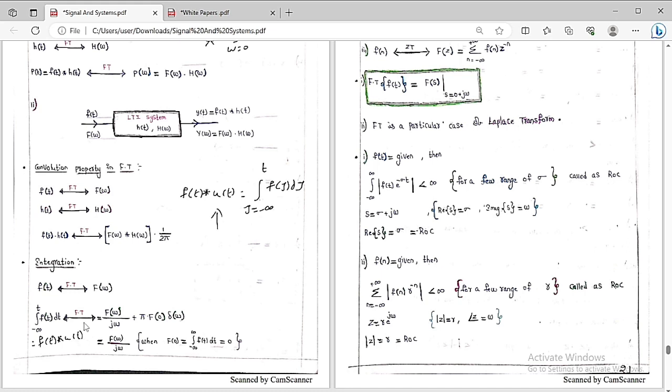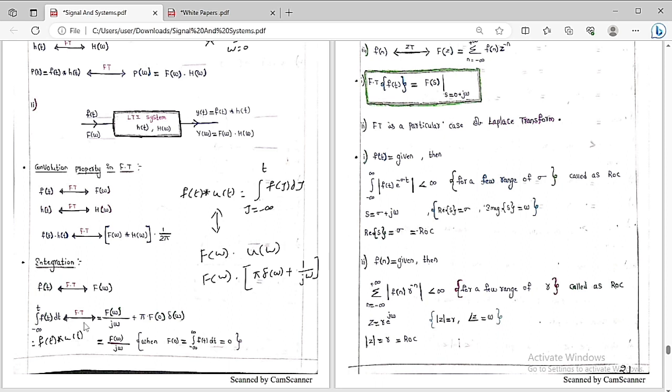Then what is the Fourier transform? It will become F of omega into U of omega. So you know the Fourier transform of u of t. What is the Fourier transform of u of t? It is pi into delta of omega plus 1 by j omega. This formula I have already discussed in the class, so you have to keep it in mind.